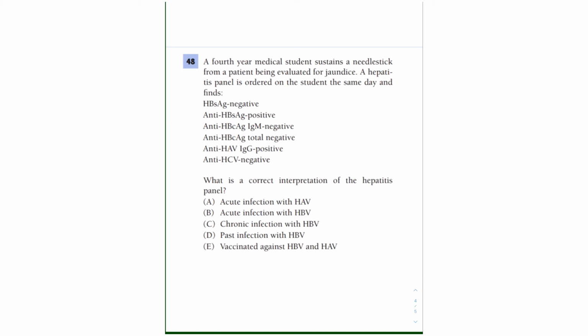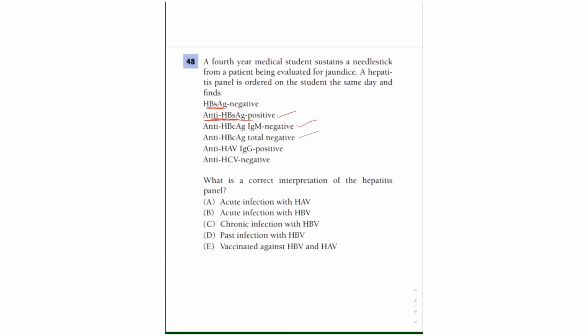So finally, we have the last question here. So fourth-year medical student sustains a needle stick from a patient being evaluated for jaundice. Okay, so as you can see here, the surface antigen is negative, which means the person has either recovered or is vaccinated. Okay. So they do not have an active infection of hepatitis B right now. Okay. The surface antibody is positive. The IgM is negative, and the total core antibodies are also negative.